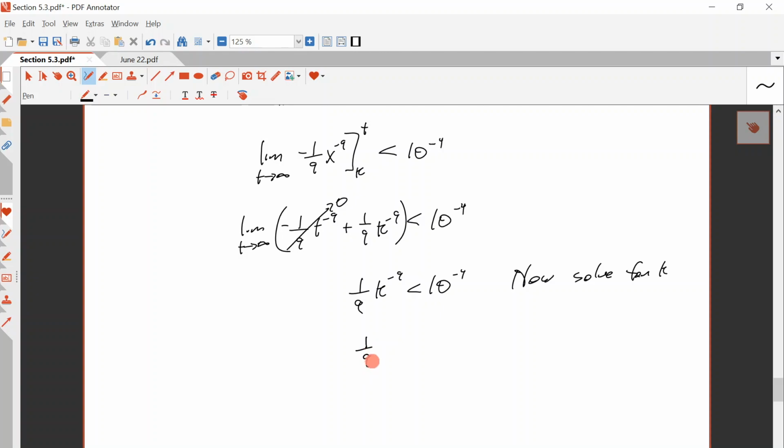So 1/9 times 10 to the 4th is less than k to the 9th. So now take a 9th root. So the 9th root of 10 to the 4th over 9 is less than k. Alright, so let's get out a calculator. 10 to the 4th is 10,000.